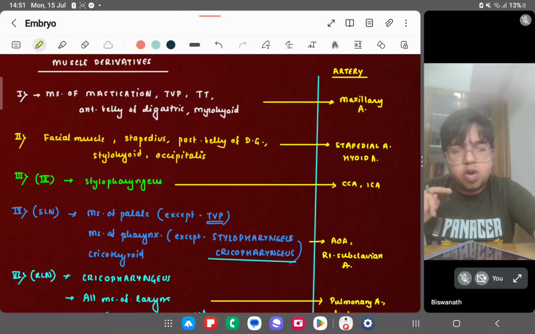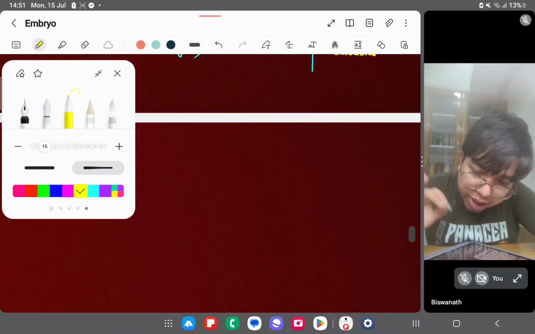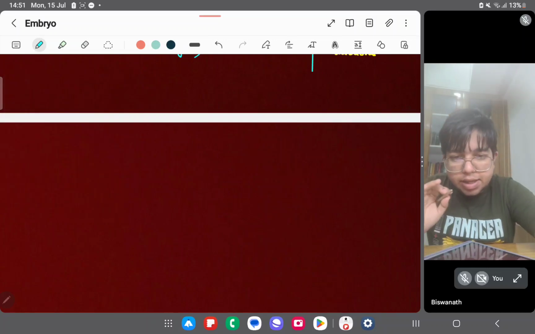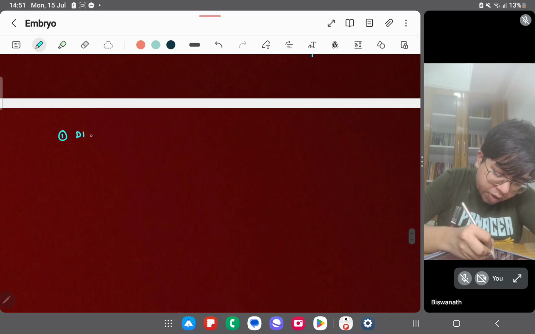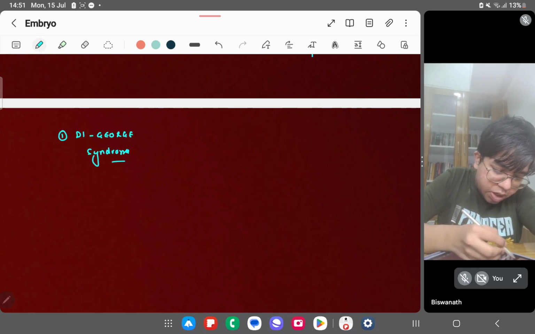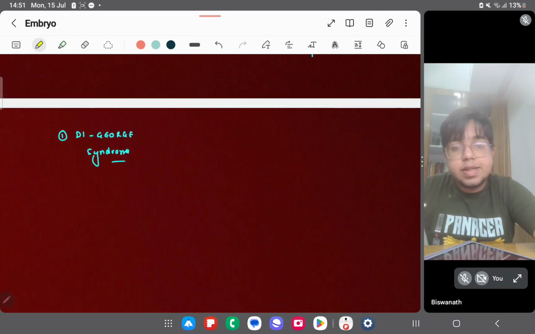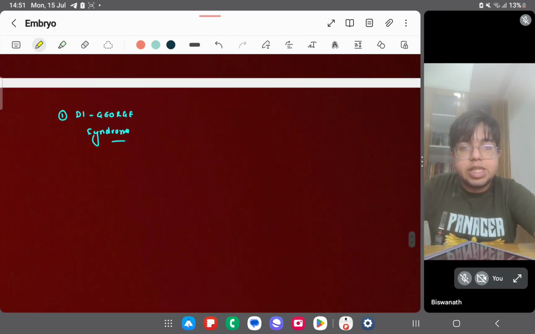And we have two clinical scenarios here, two clinicals. Let me discuss them. So we are finished with the arches in detail, and just two clinical things you have to remember. One is DiGeorge syndrome. These clinical things are related to the arches. Sometimes they can be asked by your teacher or in your PG entrances.